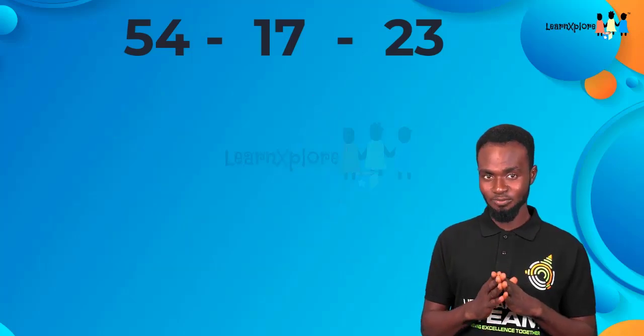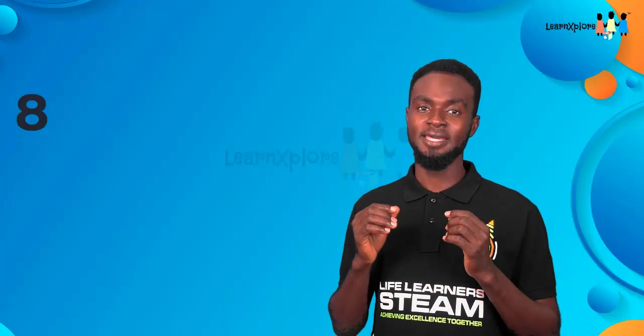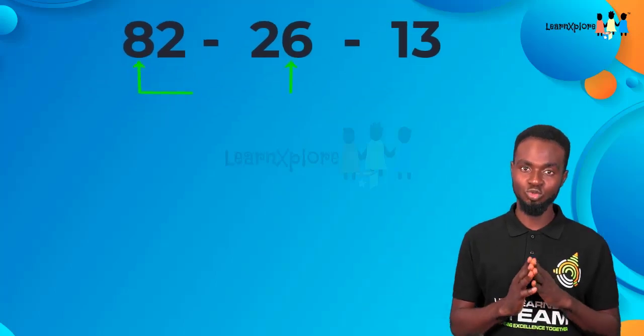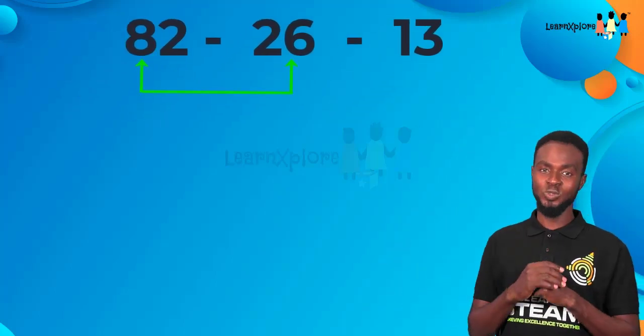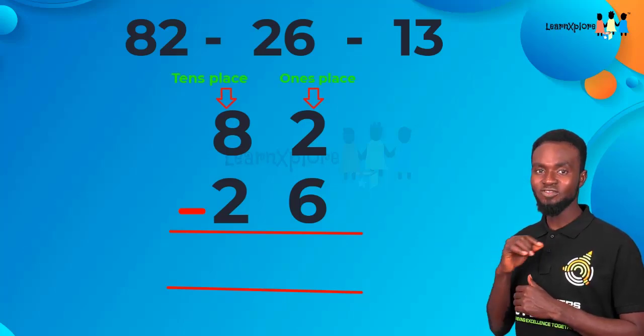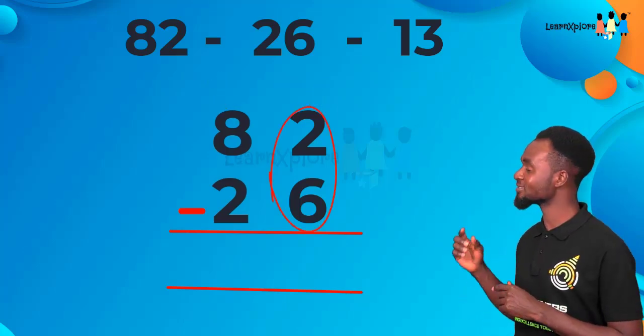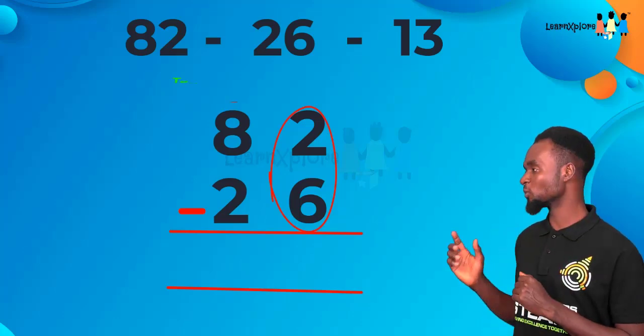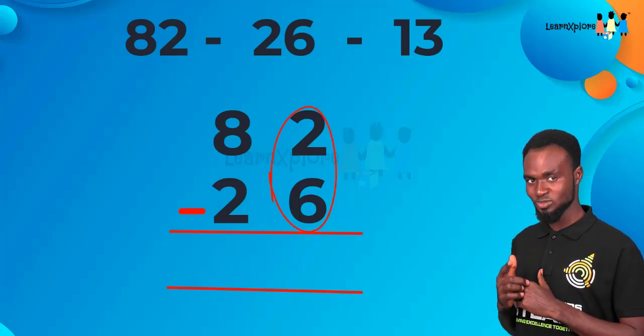Let's have another example. We have 82 minus 26 minus 13. Let's start with the first two, which is 82 minus 26. After I must have arranged it like this, we start from the numbers in the ones place. That is, we're removing 6 from 2, but it's not possible. So let's borrow from 8 in the next column to the left.